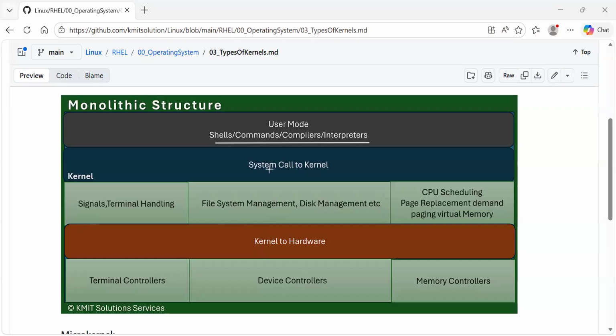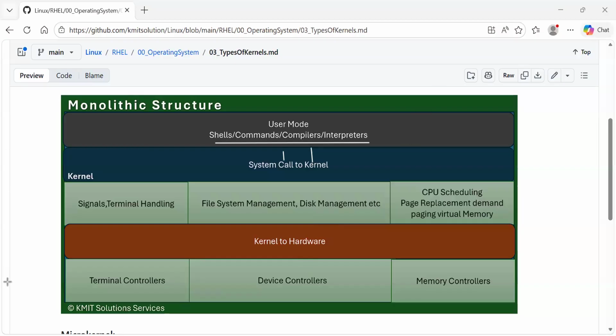So there is no wrapper on top of this kernel. The request from the user mode goes to the kernel, and the kernel performs all these operations and sends back the response to the user mode. So this is the monolithic approach, and Linux is using a monolithic structure only for its kernel.